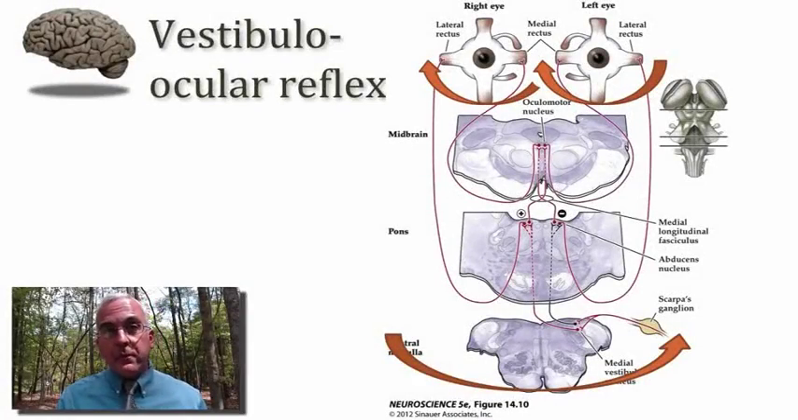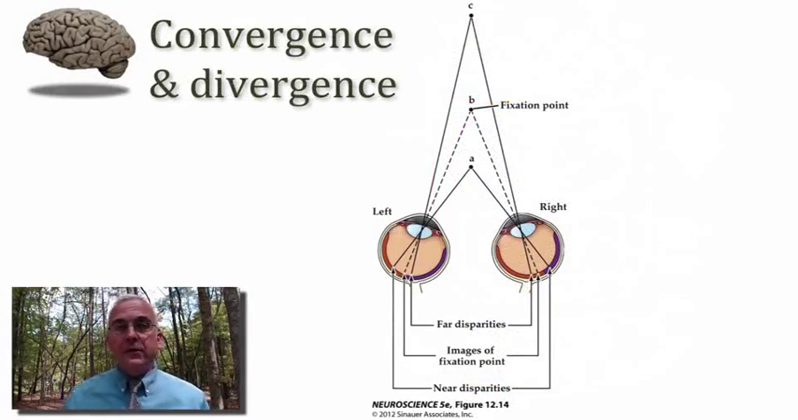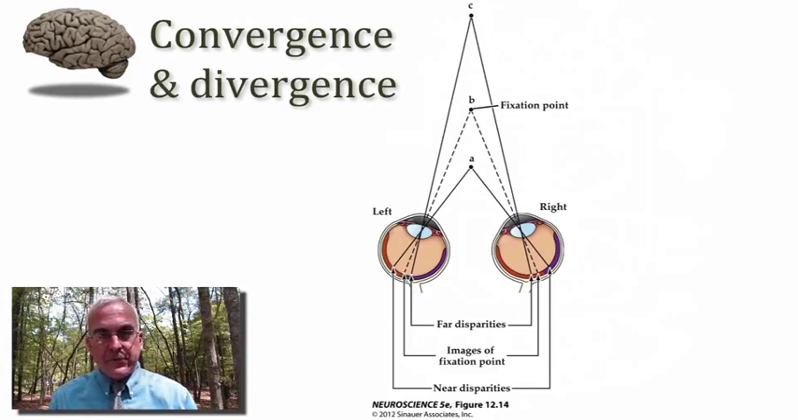Okay, so I think we're ready to move on from considering our conjugate eye movements to a discussion of our disconjugate eye movements. And what we have in mind here are called vergence eye movements, and there are two varieties of vergence eye movements. There's convergence and then there's divergence.